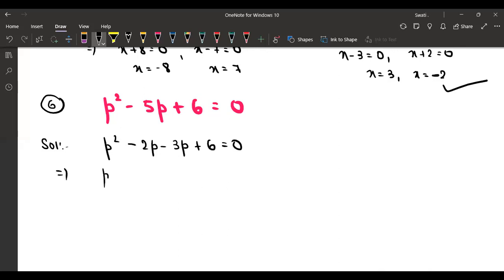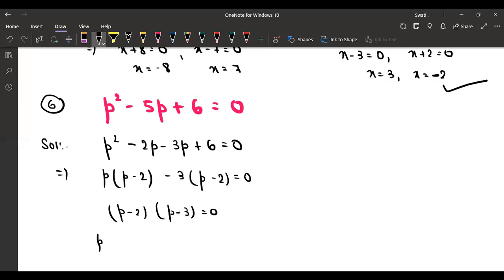And now from the first two terms, I'll take p common, so p minus 2. And from the last two terms, I'll take minus 3 common, so inside the bracket we have p minus 2 again, equal to 0. Now taking p minus 2 common, I have p minus 3 here, and that is equal to 0. And of course, this will imply p minus 2 is equal to 0, or p minus 3 is equal to 0. That means p equals 2, and p equals 3. Okay, now we can move to the 7th question.